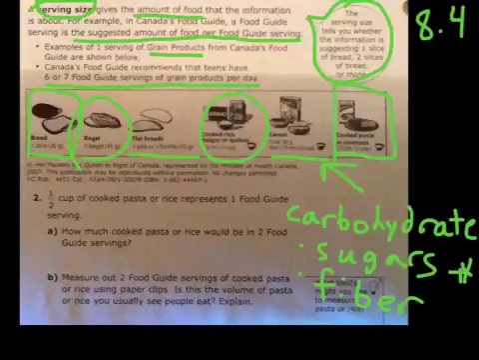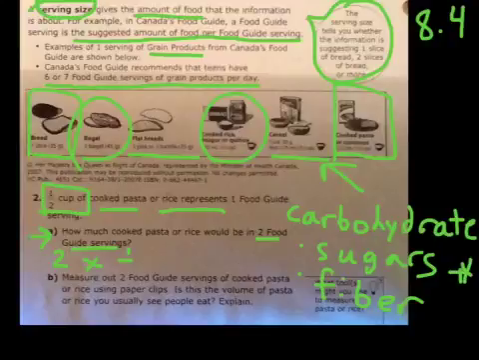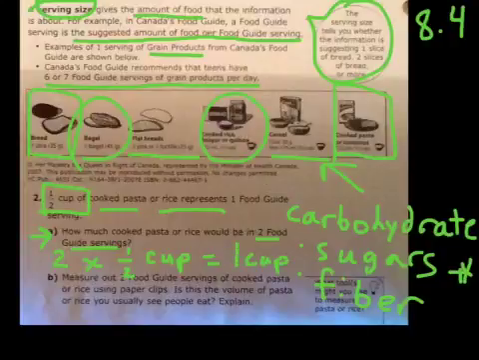Anyway, let's look at a question that relates to this. We've got a half cup of cooked pasta or rice, representing 1 food guide serving. They want to know how much cooked pasta or rice would be in 2 food guide servings. So we're looking at 2 food guide servings, so we're going to take that number of servings and multiply it by what 1 serving size is. We just read in the introduction that 1/2 of a cup is a serving size. So in 2 food guide servings, we're going to have 1 cup of pasta or 1 cup of rice.